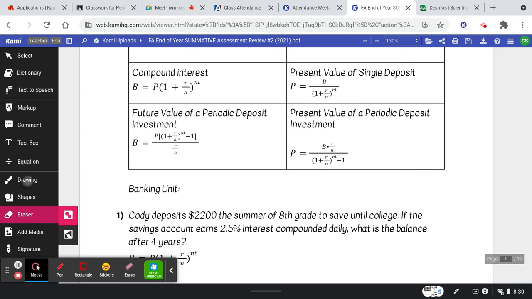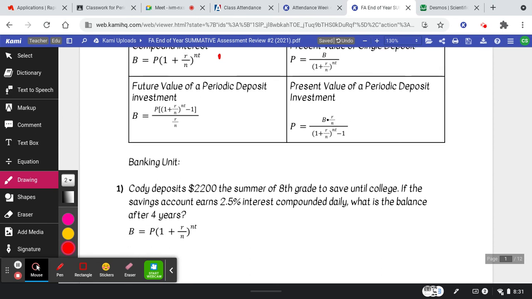How do I know when it's straight up compound interest? It doesn't say that he's depositing anything monthly. That would be a periodic investment, the bottom 2. It doesn't say how much would I have to deposit to have a certain future number. That would be future. So we go with regular basic compound interest.